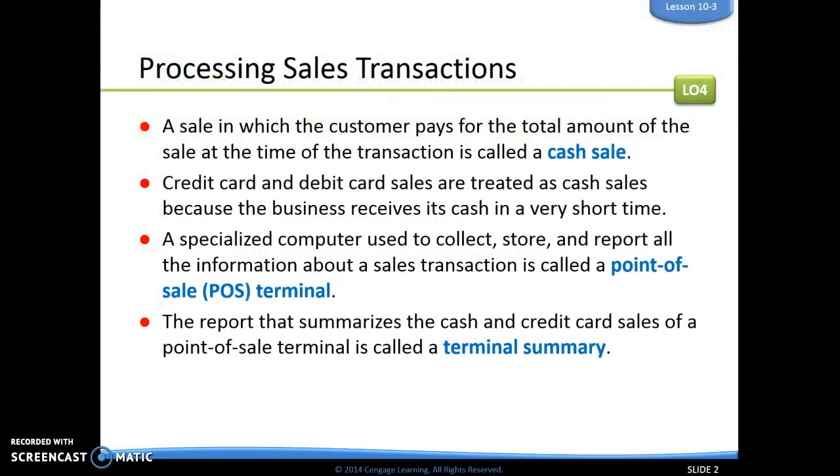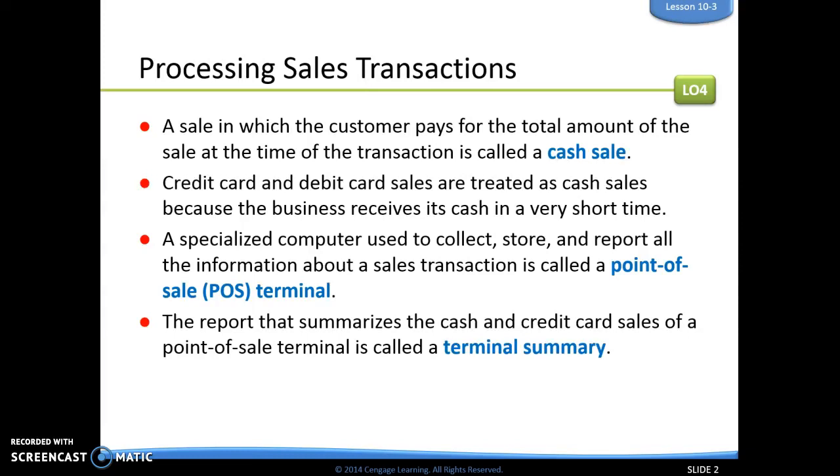So a cash sale is just a sale in which a customer is going to pay for the total amount of the sale at the time of the transaction. So they are straight up paying for the full amount in cash. Credit card and debit card sales are going to be treated as cash sales because the business is going to receive its cash in a very short period of time. Now, when we talk about buying on account, usually the terms are going to be maybe 30 days. So that's why we do that separately than what we would do for credit card and debit card sales.